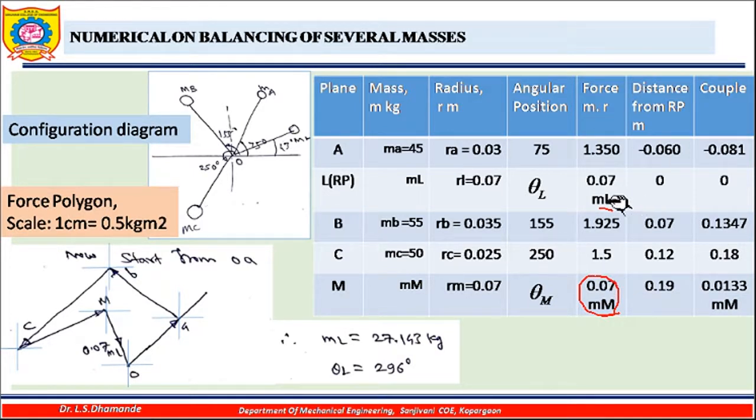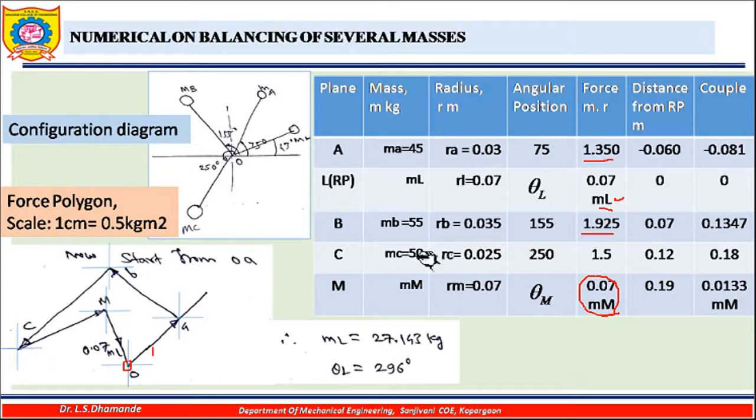So let us try to draw the force polygon by selecting a scale again. I am selecting the scale as 1 centimeter equal to 0.5 kilogram meter square, and accordingly I will get the length of each vector. First I draw this vector, which is a positive value, so I start from this O and draw the first vector O to A, having a length of 1.350. From this point, since I cannot draw the one for L because it is unknown, I will draw the B vector first.